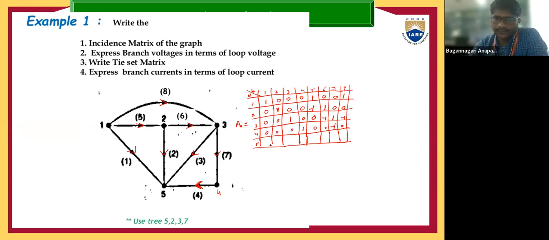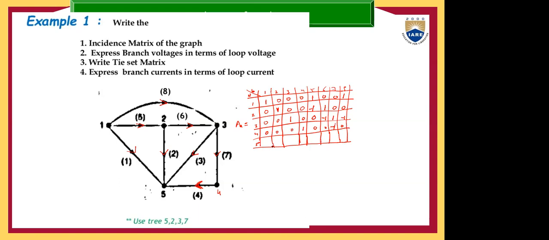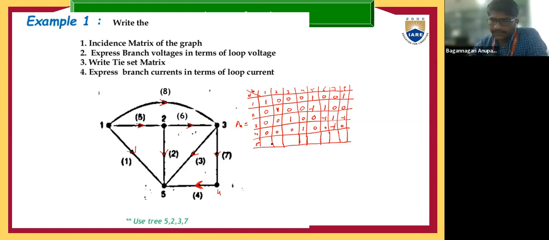Okay, fifth node. 1, 2, 3, 4 are negative. Remaining are 0. So -1, -1, -1, -1, and all others are zeros. Is it okay for everyone, or is there any problem in writing this?